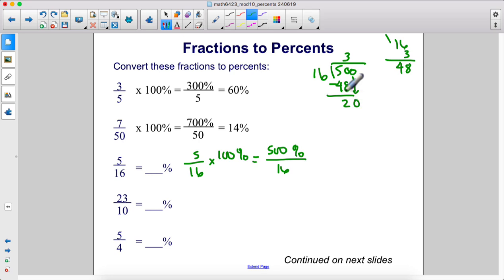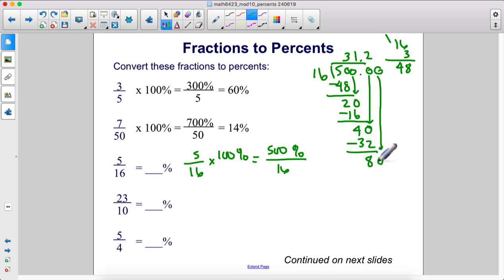Bring down a 0. 16 goes into 20 1 time. 1 times 16 is 16. Remainder of 4. All right, we're going to have to add a decimal. Bring down the 0. 16 goes into 40 twice. 2 times 16 is 32. Remainder of 8. Bring down another 0.